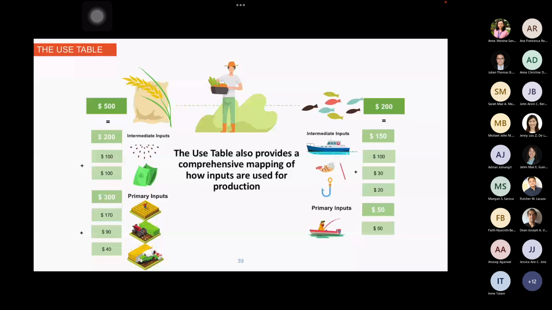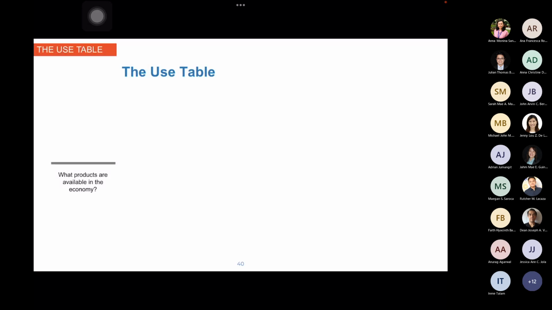So given this, the use table also provides a comprehensive mapping of how inputs are used for production. And aside from mapping the flow of where each product goes, depending on how it was used, the use table gives us information on, again, the cost or input structures of these domestic industries. Okay. So the use table answers the following questions. So first, what products are available for consumption in the economy?